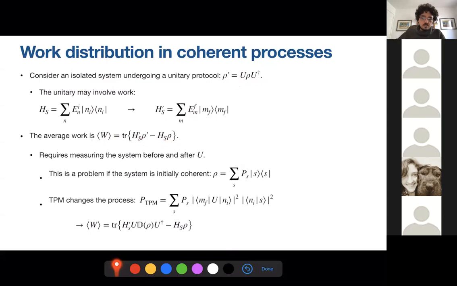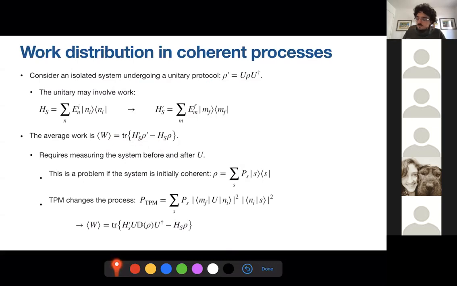And this would be the work associated with this unitary U. The unitary is producing this work. It's the work that an external agent has to provide to apply this unitary, and so it changes the energy of the system. But if we want to measure this work, it's kind of weird, right? This is actually a very simple process. We're just measuring the change in energy of a system. But how do we actually measure this?